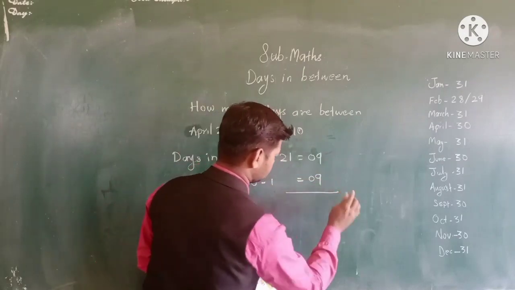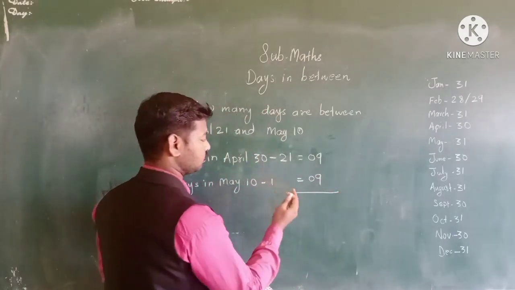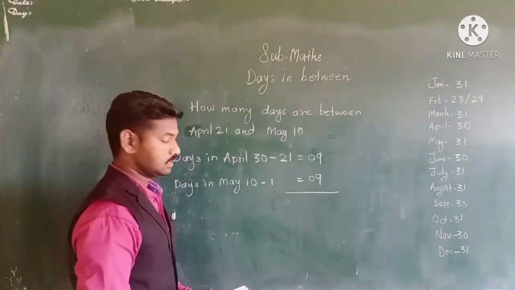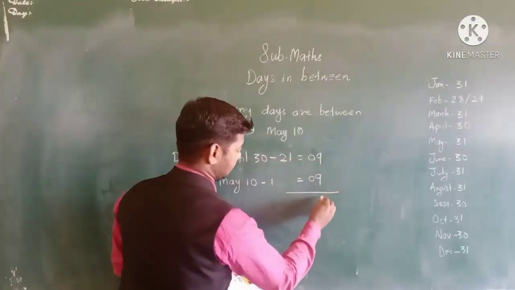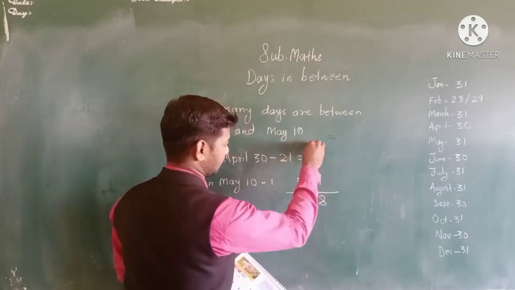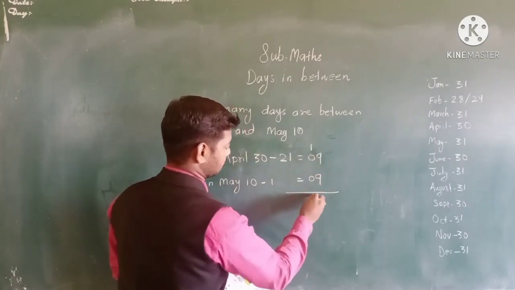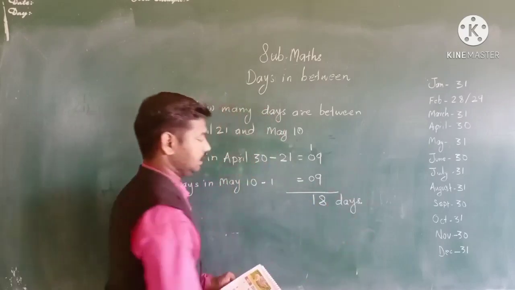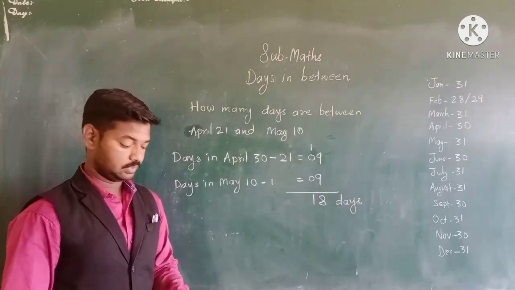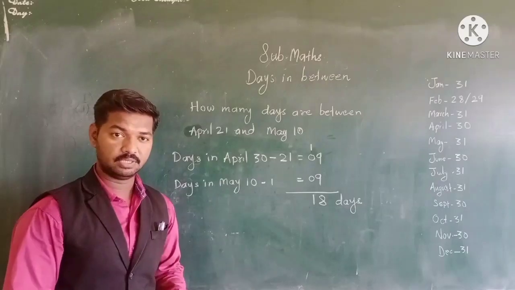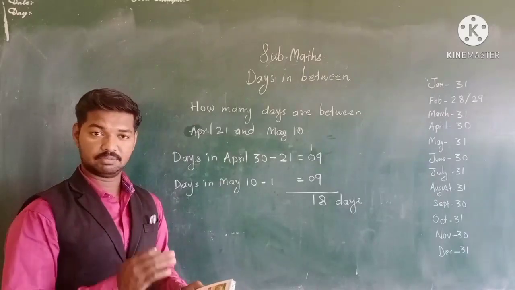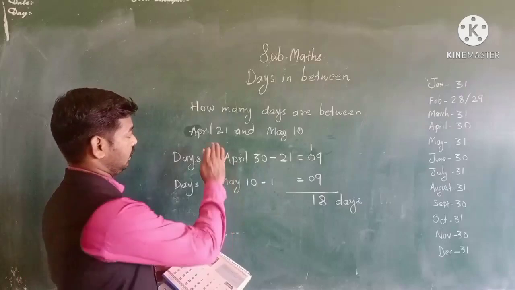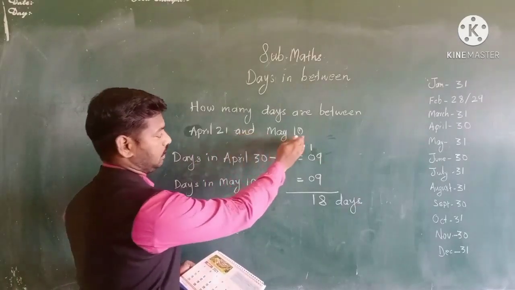And then we have to do the sum. When we do the sum, 9 plus 9 will be 18. So total how many days are there? 18 days are there. So with the help of a calendar we find there will be 18 days between April 21 and May 10.